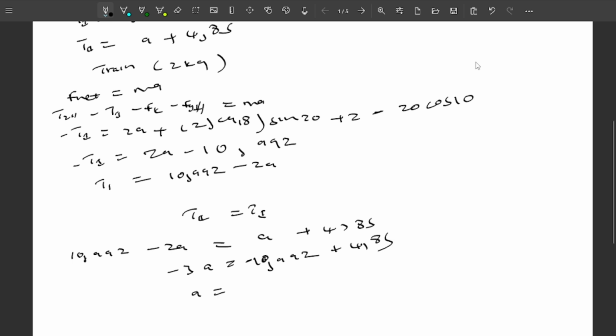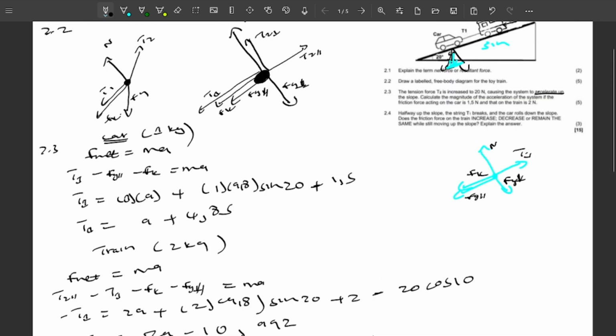Then the A is going to be what? It's going to be negative 10.992 plus 4.85, and we divide it by 3. And our answer is supposed to be 2.047 meters per second squared. Now that's our acceleration for this problem, right? It wasn't quite that long, because if they had asked for the tension, then we would have done a lot of work. Now let's go back to the question and see what they want for 2.4.